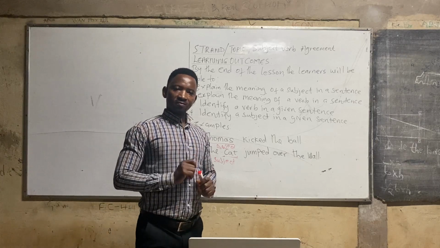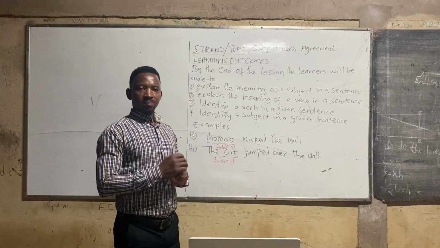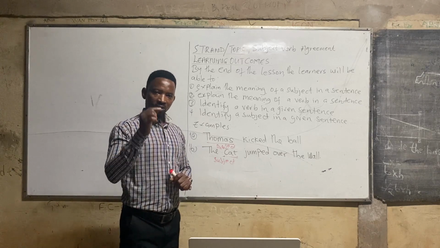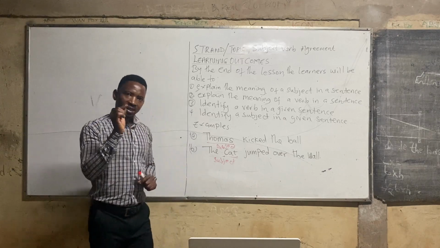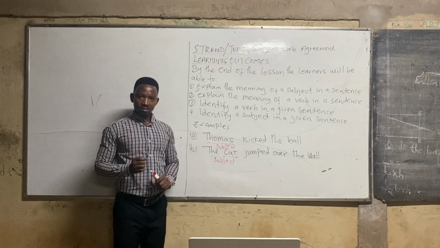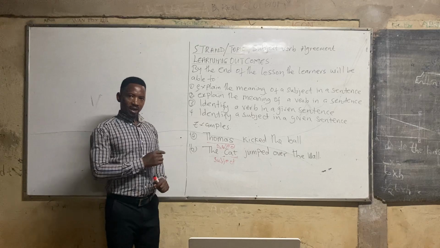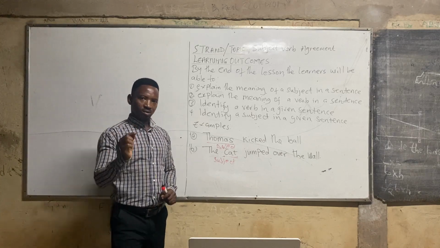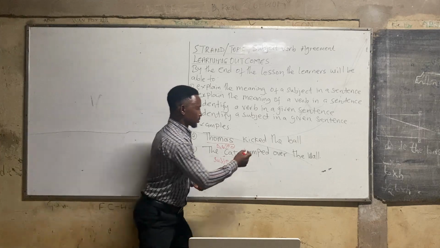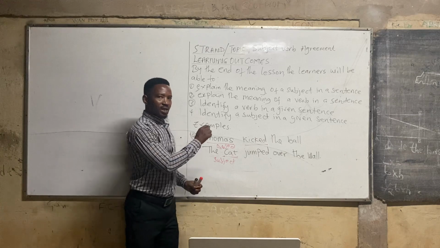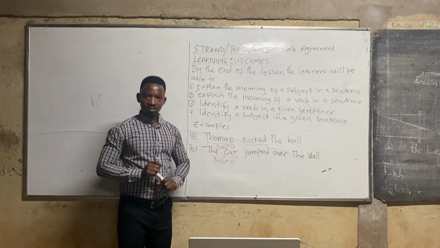Now, let's look at the verb. What is the verb of a sentence? The verb of a sentence is the action performed by the subject. So when you look at the two statements, the first one, Thomas kicked the ball. What action did Thomas perform? Kick. For this reason, we say kick is the verb.